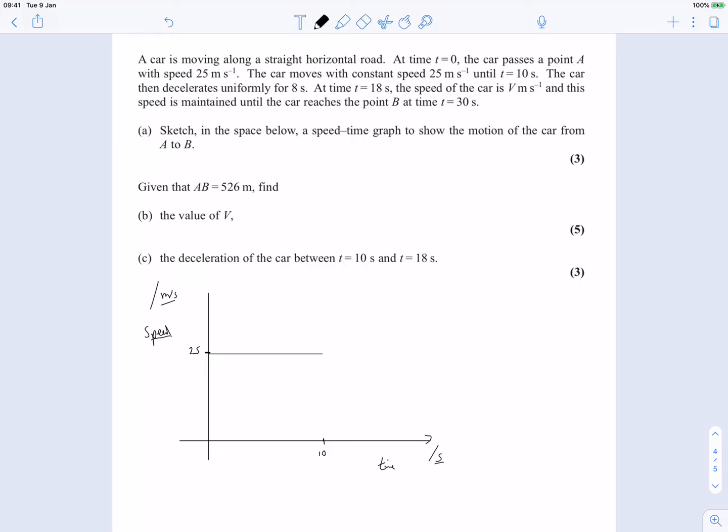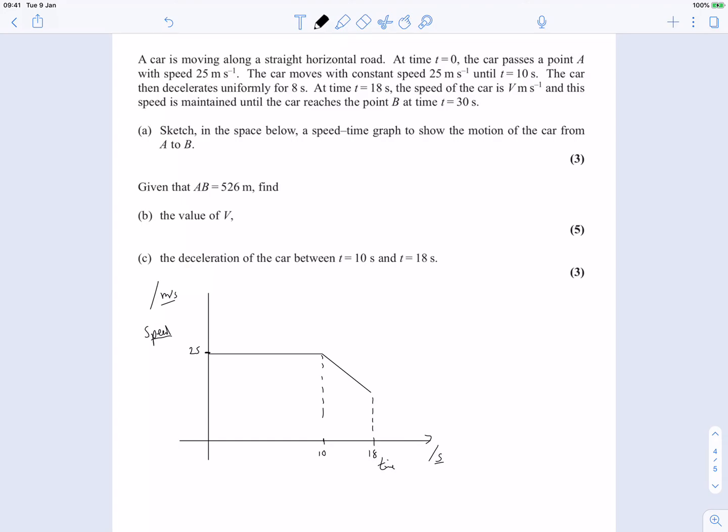The car then decelerates uniformly for 8 seconds. So 10 plus 8 is 18. So it's going to decelerate uniformly, which means it's sloping down like so. So that's at 10, that's at 8. Don't have to do the dashes, I'm just showing for effect. At time t equals 18, yep, we've got that.